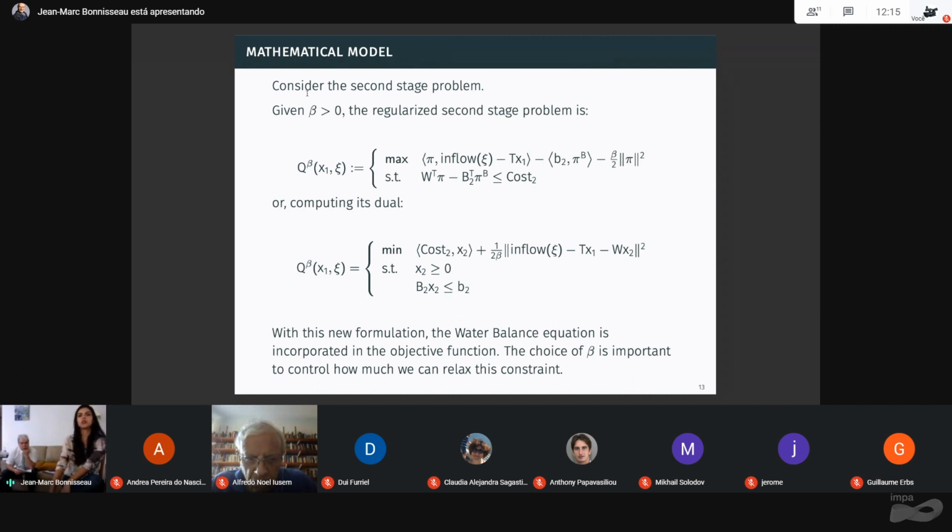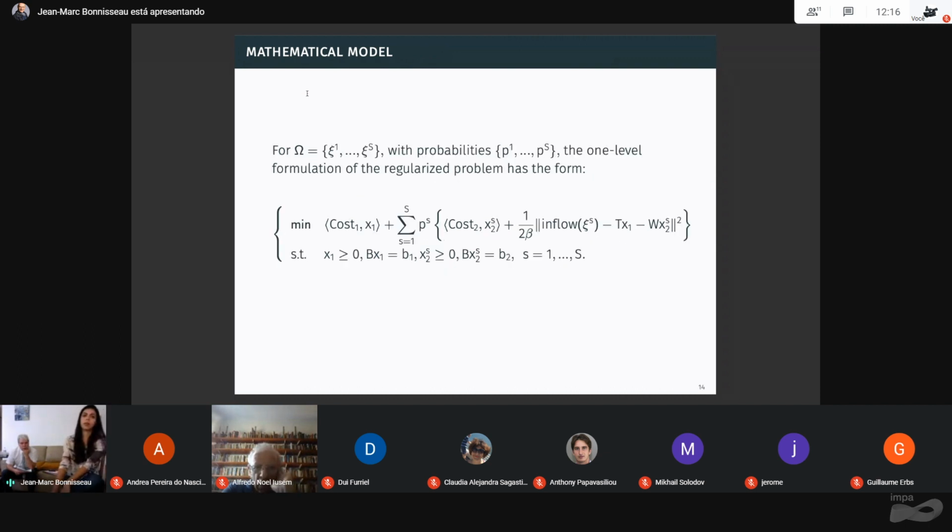When we compute the dual of this new optimization problem, we turn to another formulation. With this new formulation, the water balance equation is incorporated in the objective function. So the choice of beta is important to control how much we want to relax this constraint. The water balance equation was in the feasible set, now it is in the objective function. And we don't want to forget this equation, we just want to relax it.